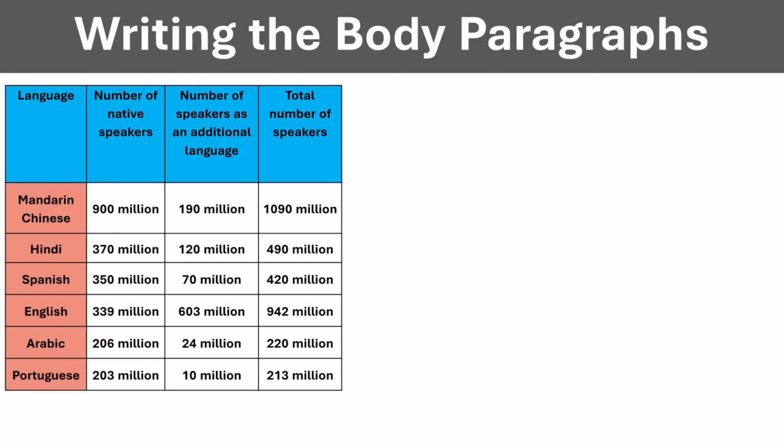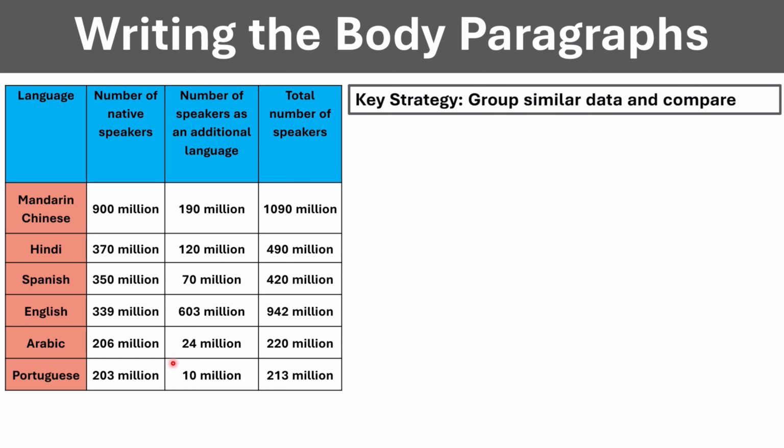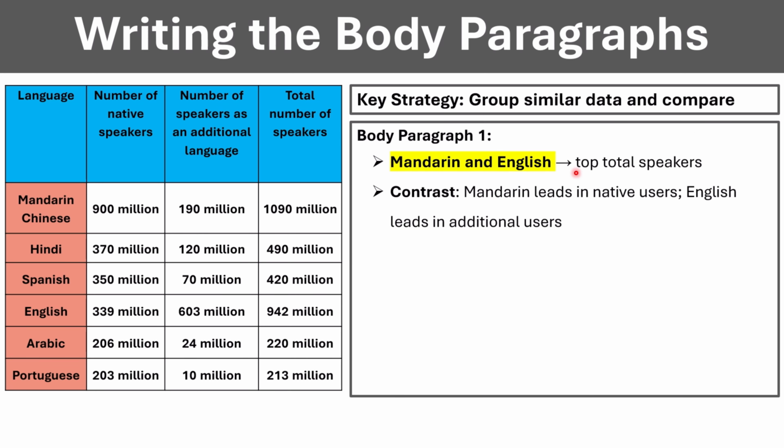Once the overview is done, it's time to write the body paragraphs. These paragraphs give more detail about the data, but remember, the goal isn't to describe every number. Instead, you should group and compare the information meaningfully. A good strategy is to group similar data. Start with Mandarin and English, the 2 languages with the highest total speakers. Mandarin leads because of its large number of native users, while English stands out for its huge number of additional users, almost twice its native users. This contrast is worth highlighting.